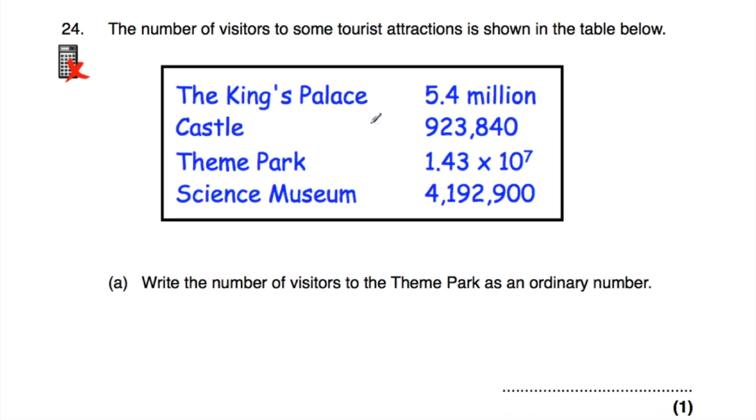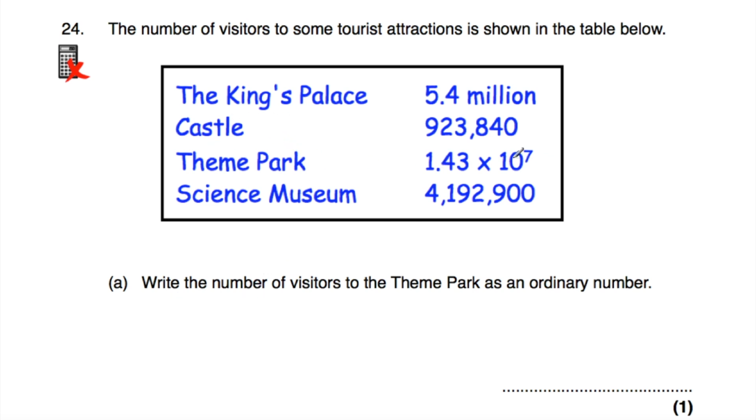So question number 24 says the number of visitors to some tourist attractions are shown below in the table. So here we've got some tourist attractions. We've got the King's Palace, there was 5.4 million visitors. A castle which had 923,840 visitors. A theme park which had 1.43 times 10 to the power of 7 visitors. And a science museum which had 4,192,900 visitors. And part A says, write down the number of visitors to the theme park as an ordinary number.